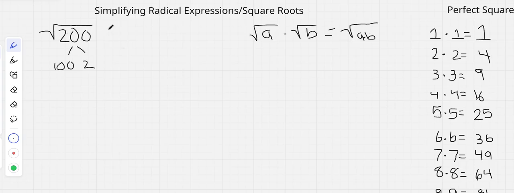So here we have the square root of 200. We can also rewrite that as the square root of 100 times 2. It's all underneath the radical. We call this symbol here the radical, and the number underneath it, the radicand. Now that could be rewritten as the square root of 100 times the square root of 2.